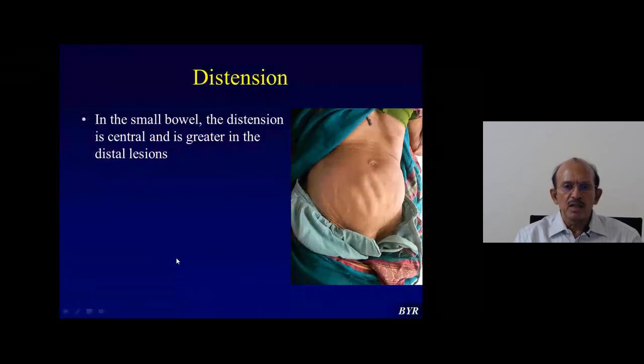Distension: in the small bowel, the distension is central, that means around the umbilicus, and is greater in the distal lesions. So if ileal obstruction is there, the distension will be more. In gastric obstruction, the distension is less, but vomiting will be more.